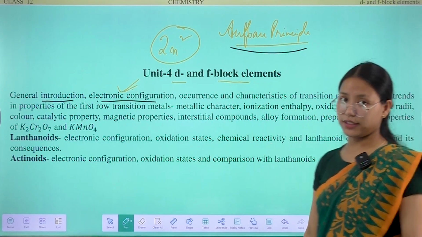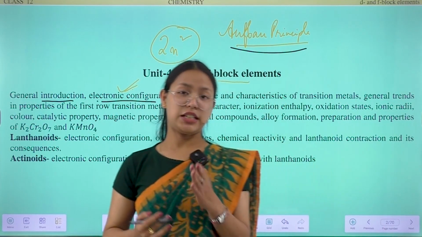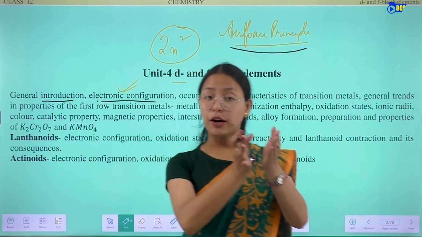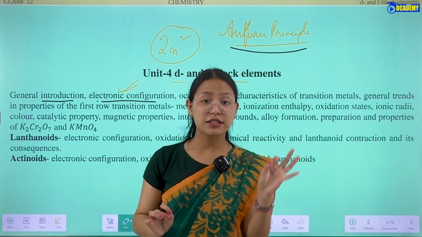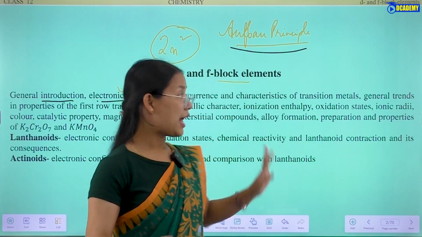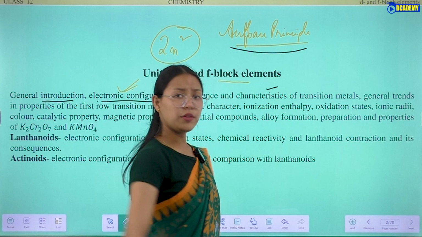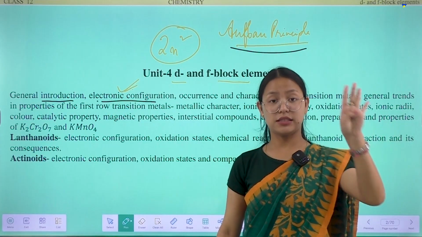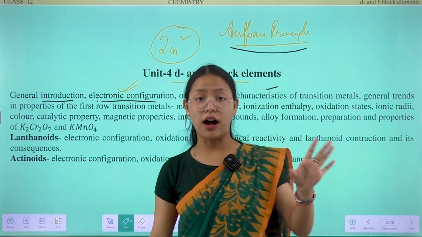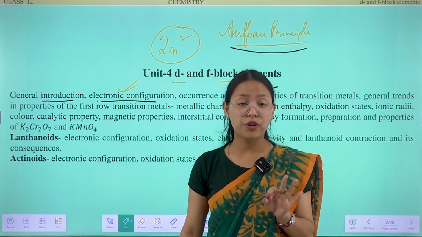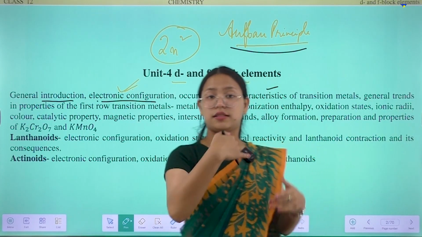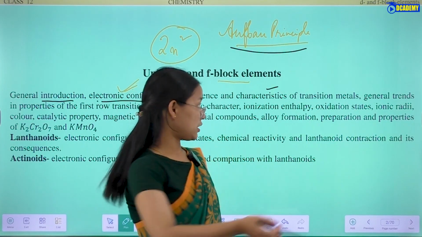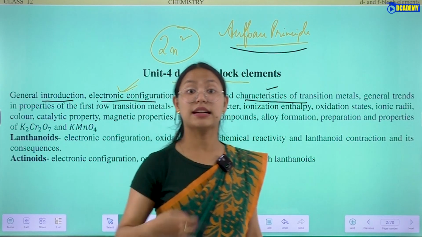And then occurrence and characteristics. Whenever we talk about the elements, we see they occur in combined forms, as compounds, oxides, or sulfides. And when we say characteristics, we have already studied metals, non-metals, and metalloids. So in this chapter we are going to study the characteristics of the D and F block elements.